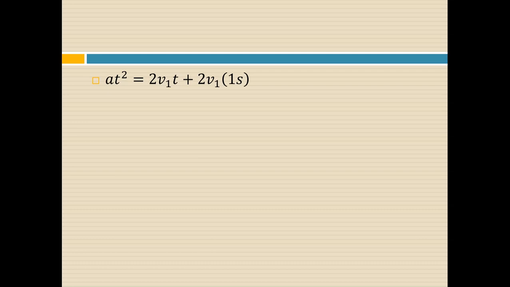No. Because if I subtract 2, again, I cannot subtract 2v1. I've already distributed it out. If I divide by 2v1, I can't cancel out because I don't have a 2v1 term in the at squared. If I divide by t squared, I still can't factor them out. Square root of t squared doesn't work because I've got a t on the right-hand side.